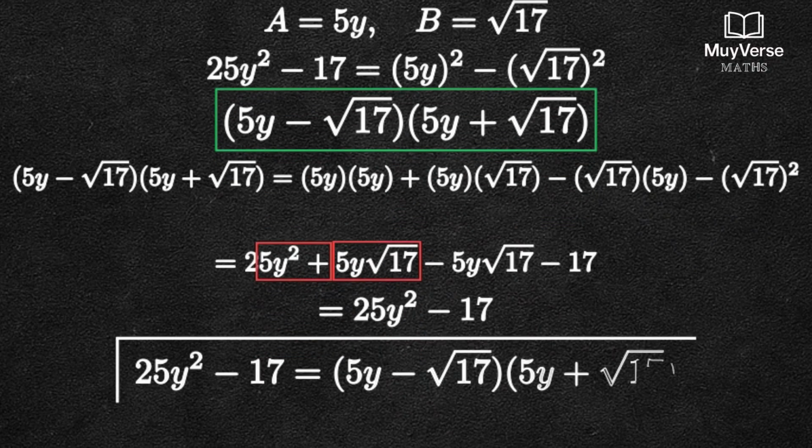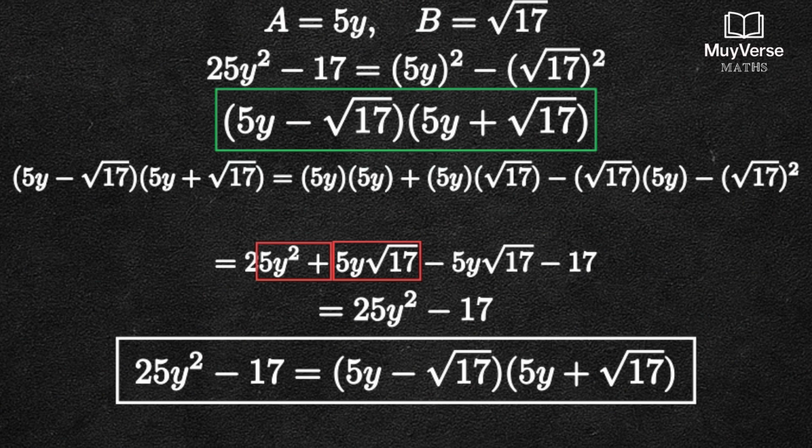Therefore, the complete factorization is (5y minus square root of 17) times (5y plus square root of 17).